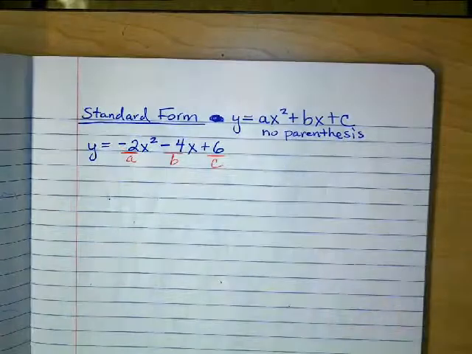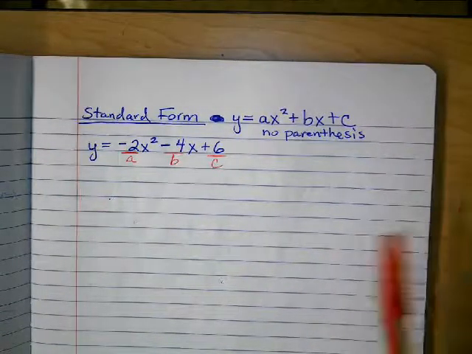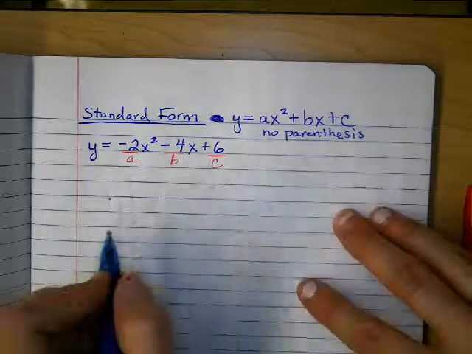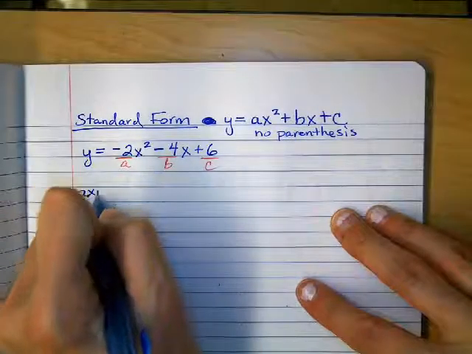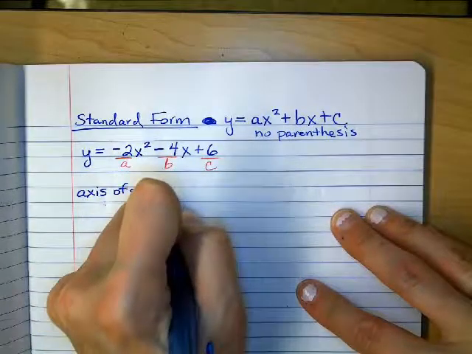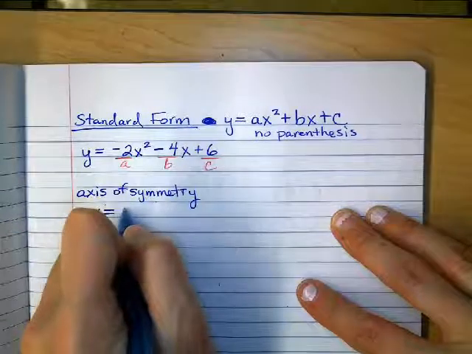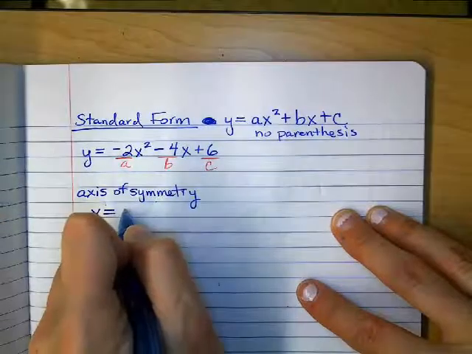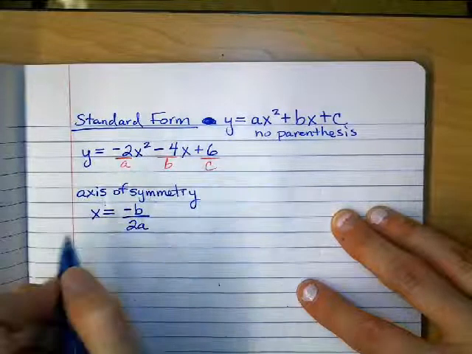So to do this kind, you have to do the axis of symmetry first, which is a formula. It's x equals the opposite of b over 2a. You have to do this first. If they give you standard form, you're going to have to do this little formula.